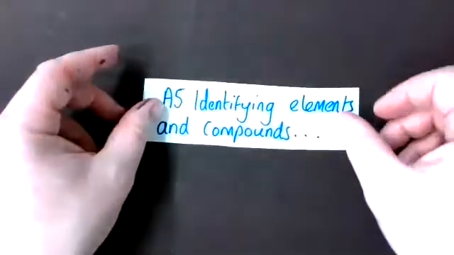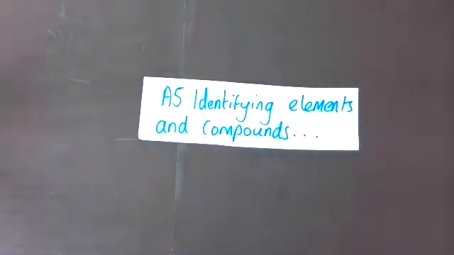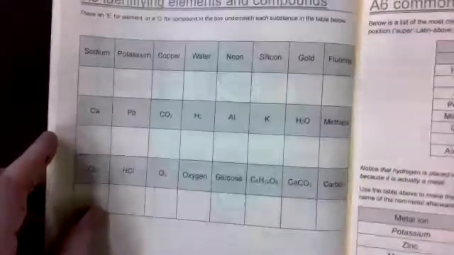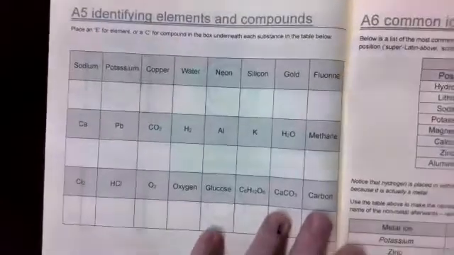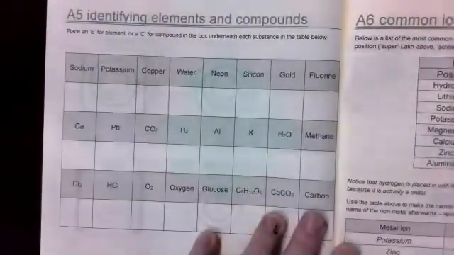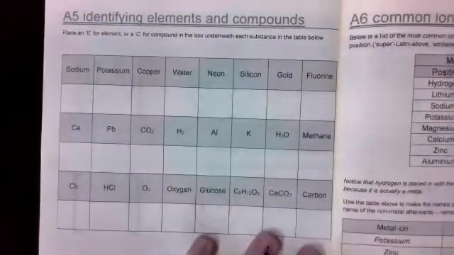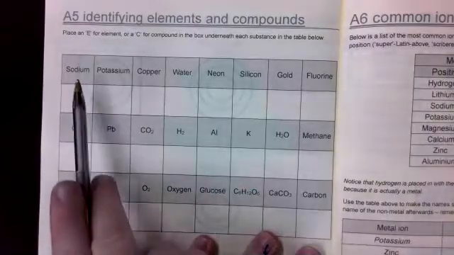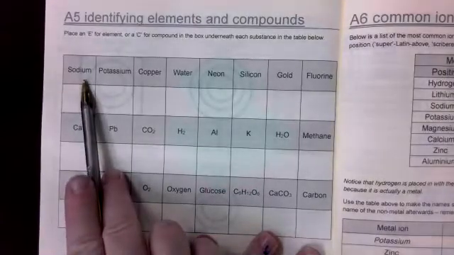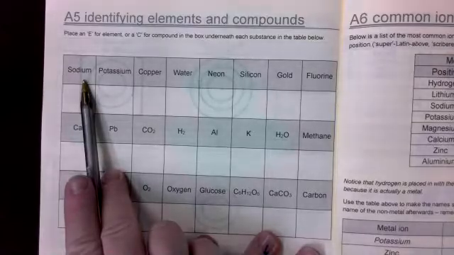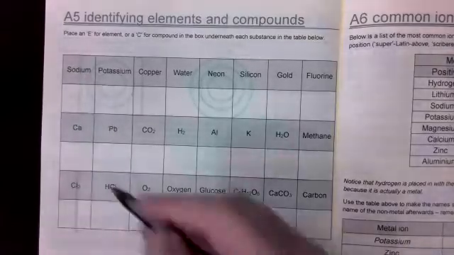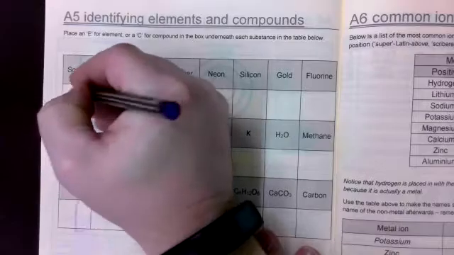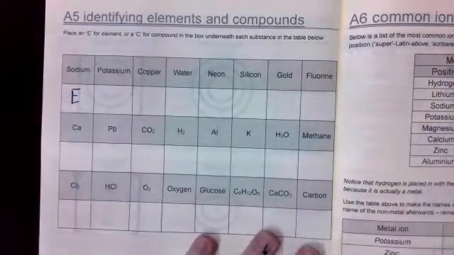So there's a task on A5, which is identifying elements and compounds. This is what it looks like. On this table here, we have to identify whether the substance is an element or a compound. Well, sodium, for example, is on the periodic table. It exists as one type of atom, and sodium therefore is an element. So I'm going to put letter E in there.